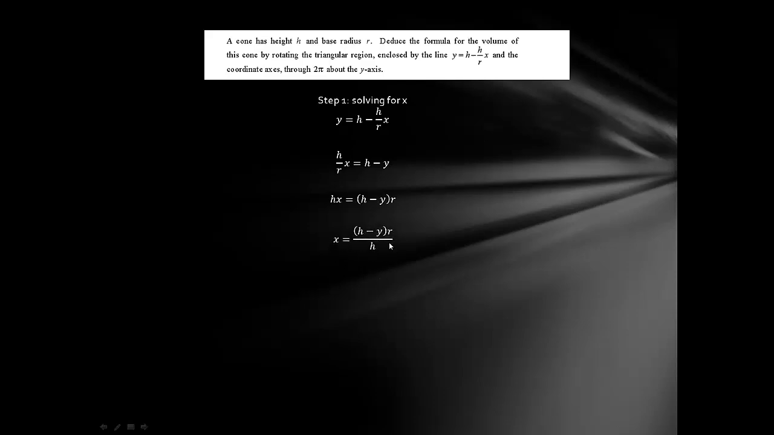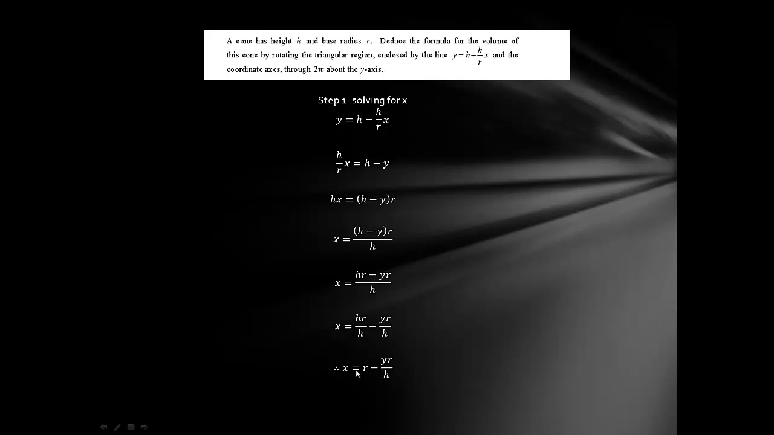Now we just divide by h in order to solve for x completely, and we get something like this: h minus y, times r over h. And in order to simplify this expression even further, we multiply by r within the parentheses, and we get hr minus yr over h. Now we can simplify by dividing by h on both sides. So we have hr over h minus yr over h, and h crosses out, and we have x equal to r minus yr over h.